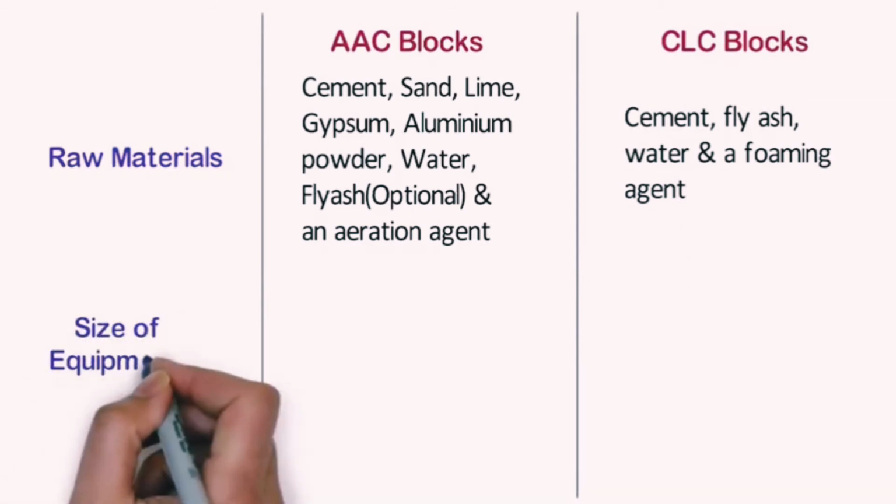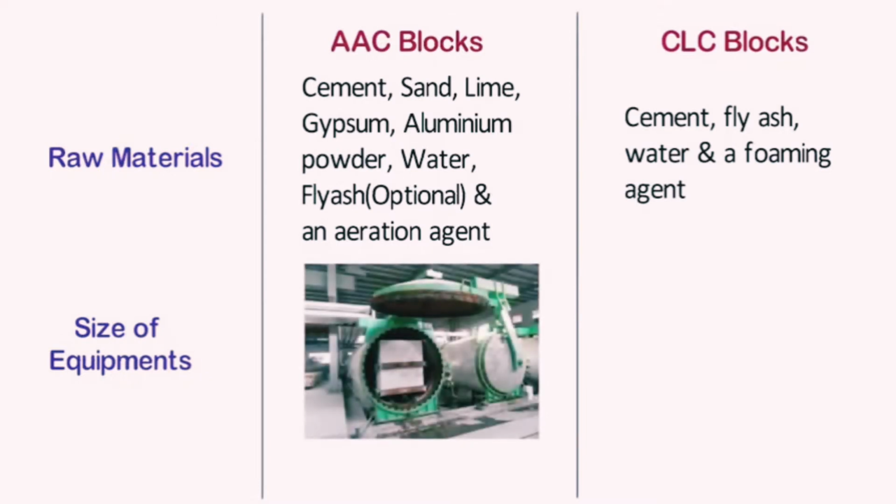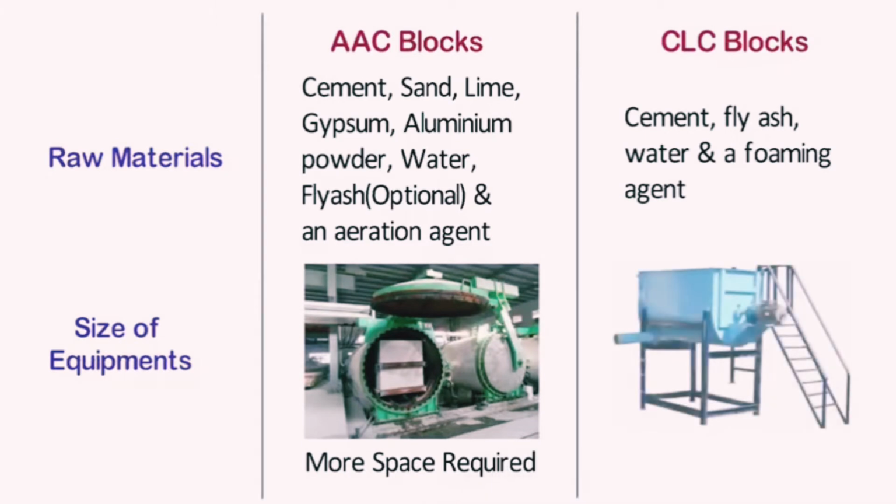Size of equipments required. Manufacturing of AAC blocks requires large equipments. Hence, to accommodate these equipments, a considerable amount of space is required. Whereas the equipments needed for manufacturing of CLC blocks are smaller in size as compared to AAC blocks. Hence, it requires less space.